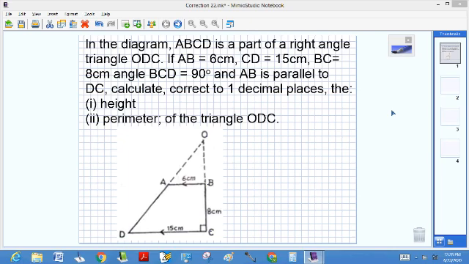We are still on mensuration of plane shapes. In this question, we are going to use it to understand the idea on how to solve a problem that has to do with similar triangles.